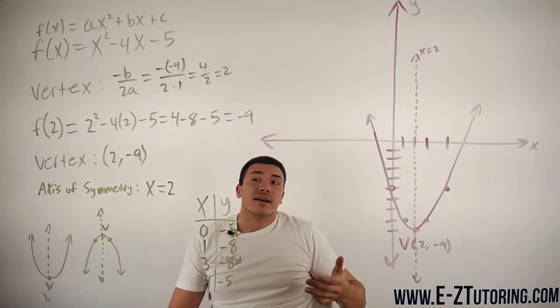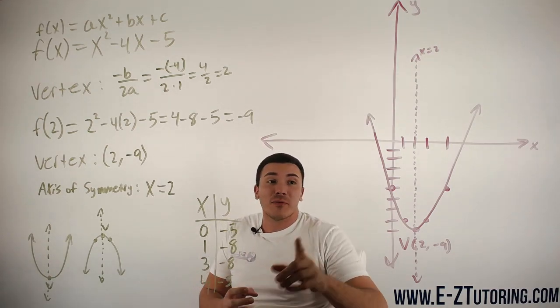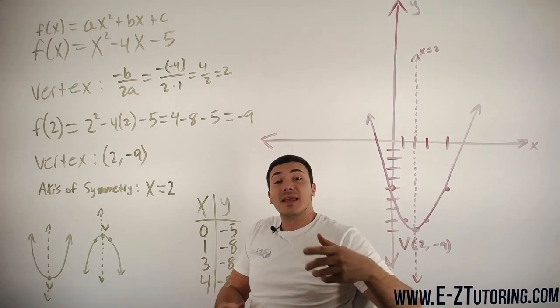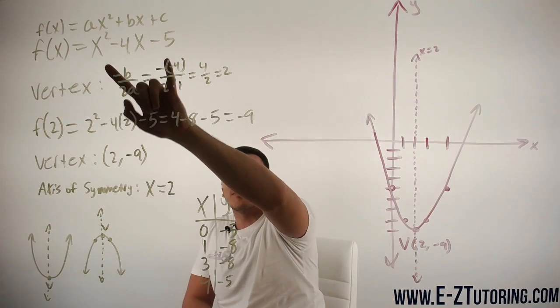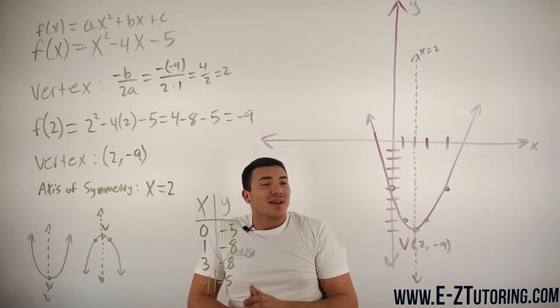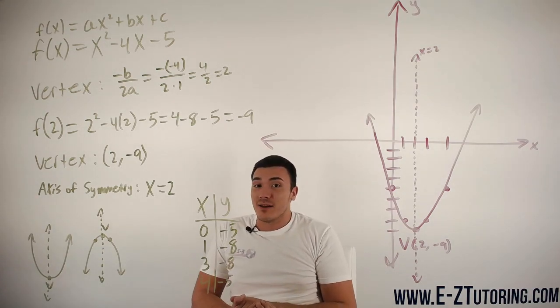So like I said, your teacher may want you to do this by finding the y-intercept, which we actually did anyways, and the x-intercepts. If that is the case, all you need to do is factor this and set it equal to 0, and then you will get your x values. All right, so that is how you graph a quadratic equation in standard form.